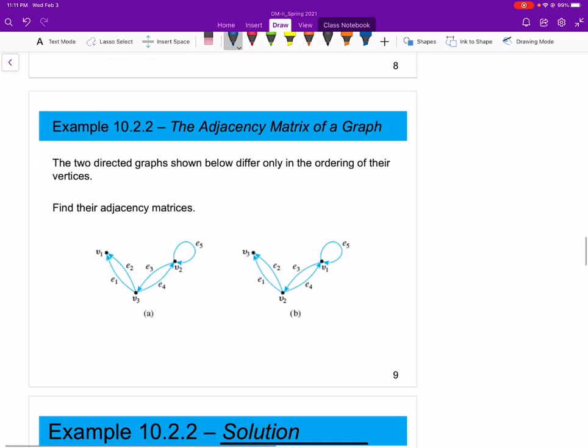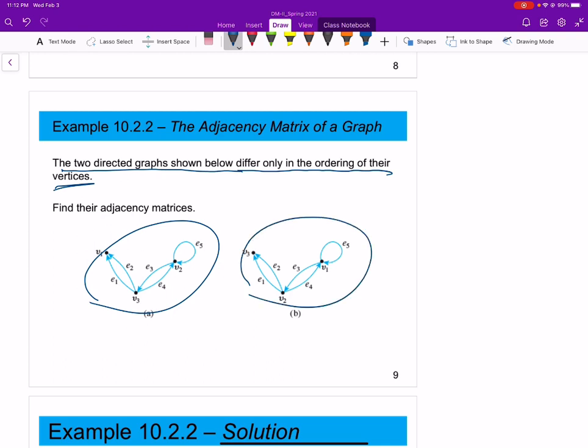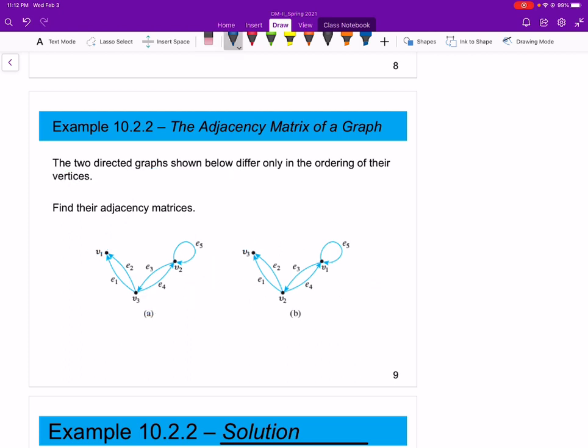And then we have an example. Example 10.2.2, the adjacency matrix of a graph. The two directed graphs shown below differ only in the ordering of their vertices. The shape of this one is equal to the shape of that, but the ordering of the vertices is entirely different. You see, this is V1, this is V3. This is V3, this is V2, this is V2, this is V1. The labeling is entirely different.